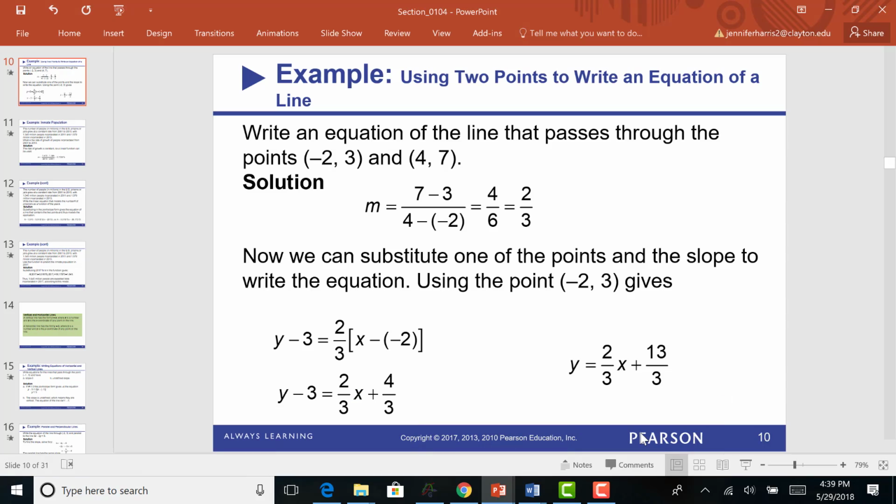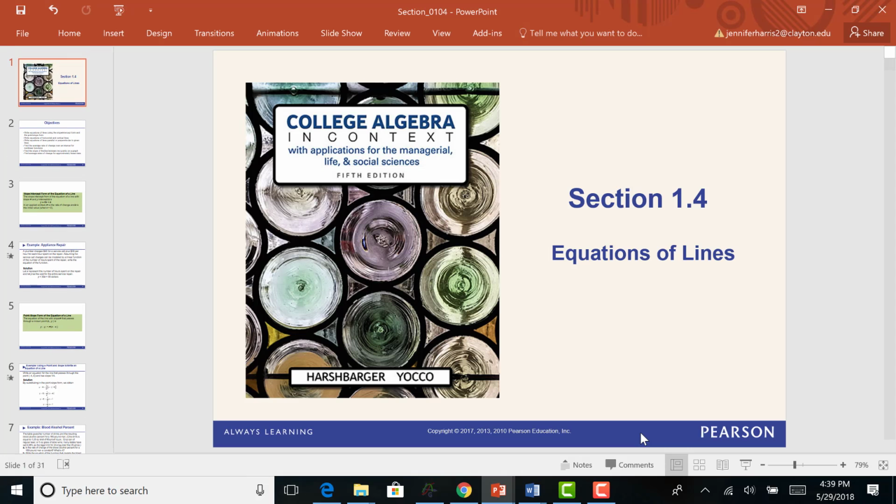1.4, it is. Here we are. Let's go all the way back to the beginning of 1.4. All right, equations of lines. Again, what was the standard? What is the form that you're going to most see for linear equations that's important for this particular section? The slope-intercept form, which is also called y equals mx plus b.